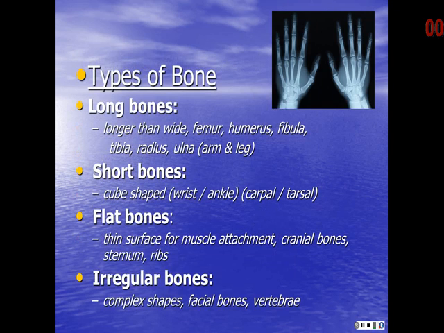We can group bones based on the shape. The long bones are longer than wide and include the bones of the limbs, such as the humerus, radius, ulna, femur, tibia, and fibula. Short bones are more cube-shaped and found in the carpals of the wrist and tarsals of the feet. The flat bones have a relatively smooth and flat surface for muscle attachment, such as our cranial bones, sternum, and ribs. The irregular bones have more complex shapes and include bones such as the facial bones and vertebrae of the spine.